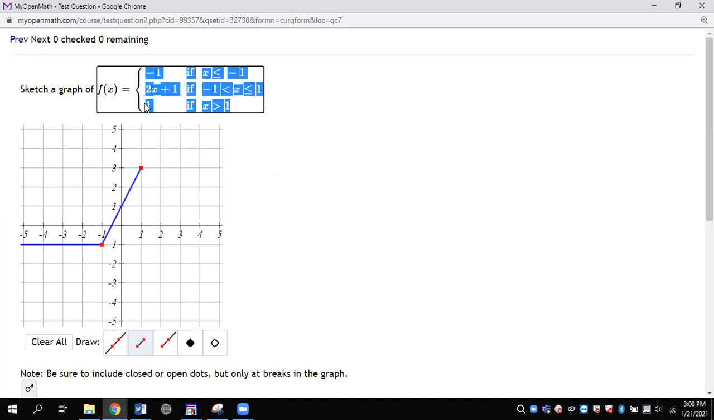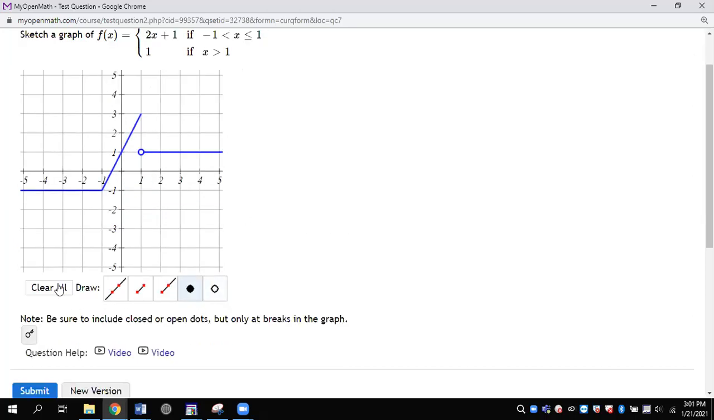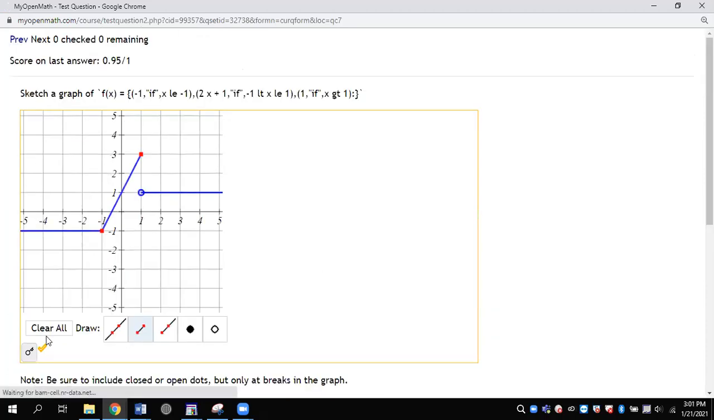Finally, last part, height of 1. Come on, just the last part right there. Height of 1 if X is greater than 1. So that's going to be this again. Height of 1 if X is greater than 1. There we go. Height of 1. But I've got to put an open dot right there. See that open dot? And this has got to be a solid. Well, I'll skip the solid dot. Let me submit that and see if it takes it.